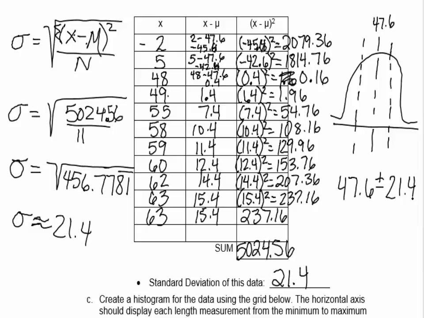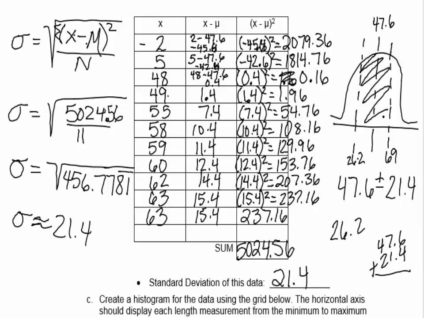So when you do 47.6 minus 21.4, I get 26.2. So here's 26.2 right here. And if I do 47.6 plus 21.4, I get 69. So this is 69 right here. So one standard deviation from the mean, our data should fall between 26.2 and 69. There's actually a percentage: 68% of your data should fall within that range.